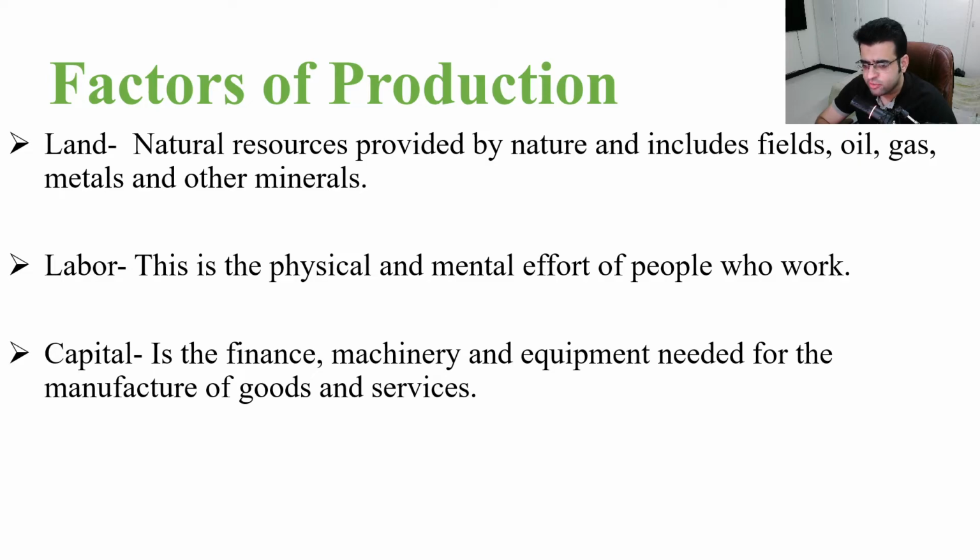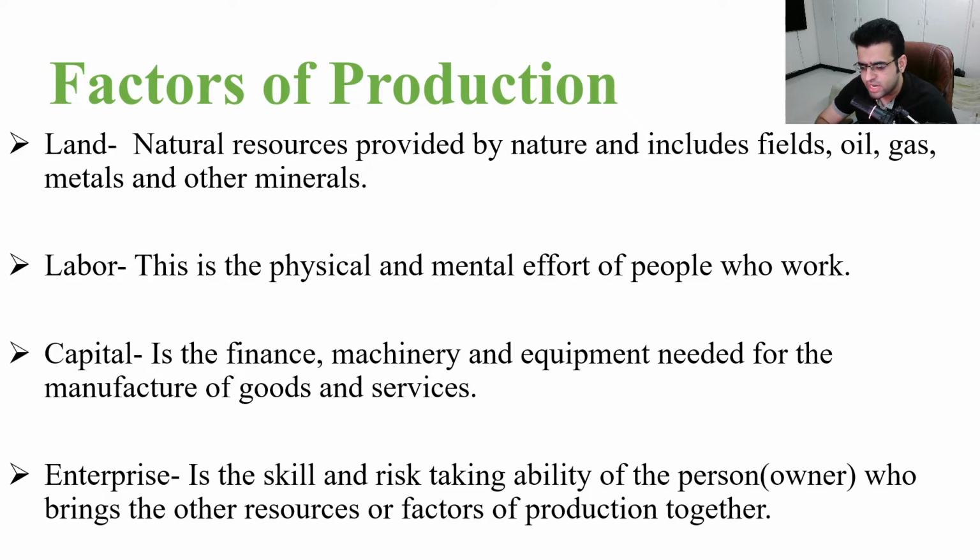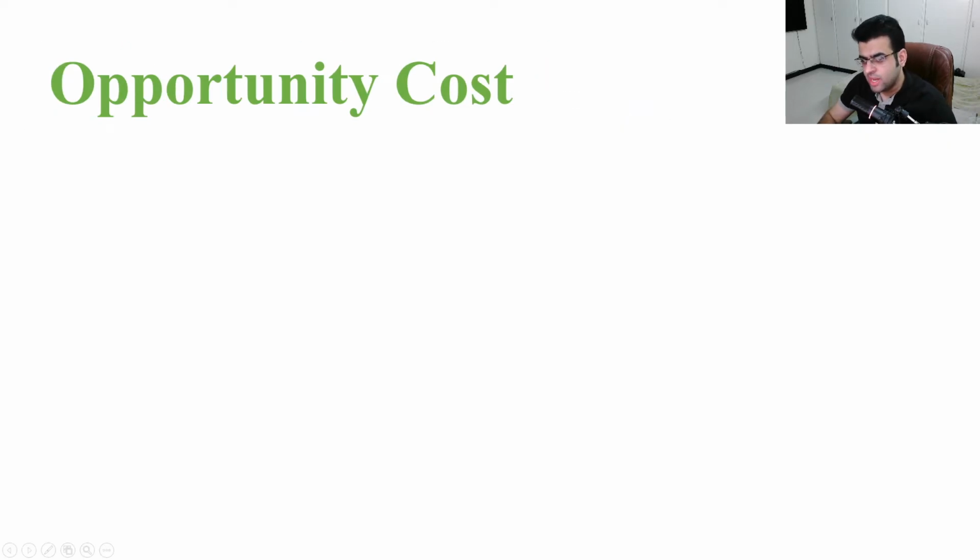Then the third factor of production is capital. It is the finance, equipment, and machinery required to run a business or to manufacture goods and services. And the fourth one is enterprise, or the entrepreneur, who is the person who brings together all the other factors of production in order for the production process to happen. Now let's discuss the concept of opportunity cost.